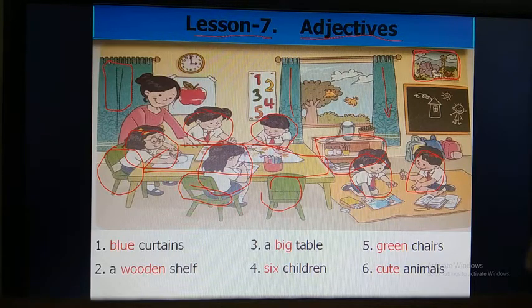Now all these words written in red color, these are called adjectives. Why are they adjectives? Because they are speaking about the noun. Okay, so blue curtain, blue, wooden, big, 6, green, and cute. These are called adjectives. Now we are going to learn elaborately what is an adjective.